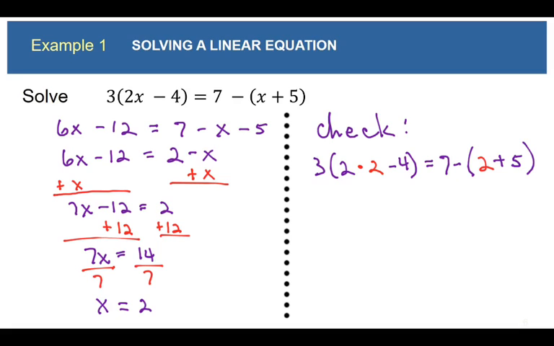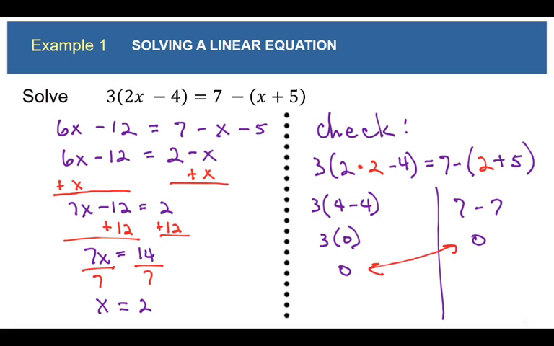And now we'll use order of operations to simplify both sides. On the left side, 2 times 2 is going to be 4. And 4 minus 4 is 0. And 3 times 0 is 0. So with the 2 in place, the left side equals 0. And therefore, the right side must also equal 0 if 2 is the correct solution. So on the right side, parentheses first, 2 plus 5 is 7, and of course 7 minus 7 is 0, and since we have a match, that verifies for us that 2 is the correct solution.